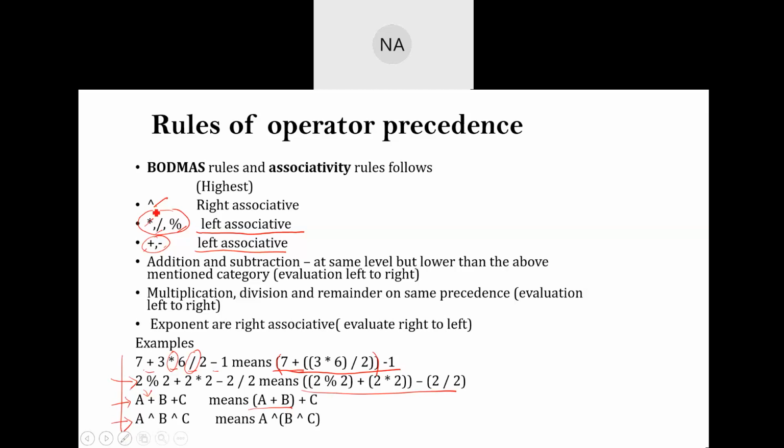Exponent is right associative, right? So it means that the right exponent will be evaluated first. So b exponent c will be evaluated first, and then the first exponent will be evaluated. Okay, so to correctly evaluate a given C expression, we need both the precedence and associativity rules.